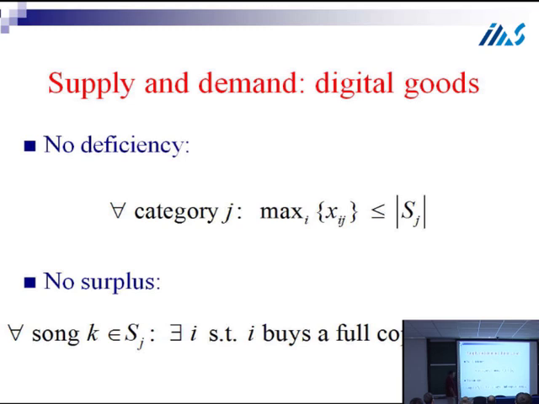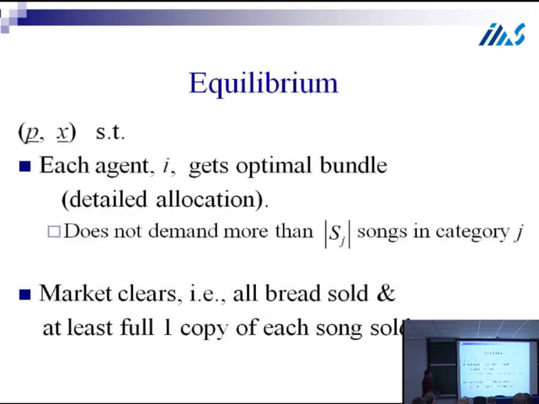And no surplus says that for each song, there is a buyer that buys this song fully, 1 full copy, which is not the same as 2 buyers buying half a copy each. And you have to worry about that because we are assuming that songs are also divisible goods. Okay, and from this I can now summarize the notion of equilibrium.